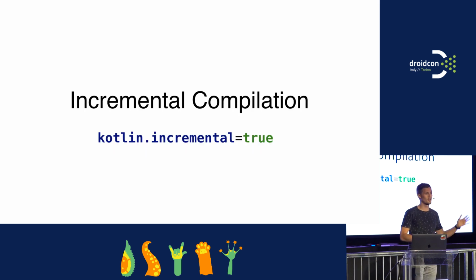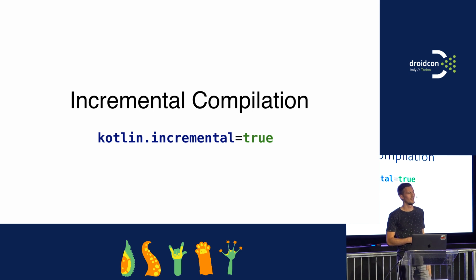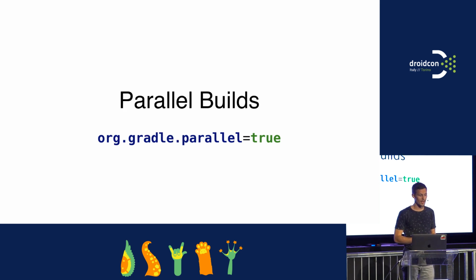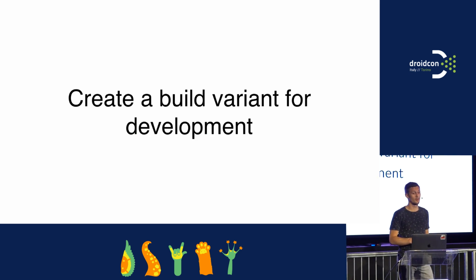If you're using Kotlin, who is using Kotlin? Oh, it's half of it. You can also enable incremental compilation. It really also makes the build faster. It doesn't need to recompile everything. It just recompiles the files that you changed. And what you can also do is parallel builds. You just enable it. And this is a really, really good improvement if you have multiple modules, but more about that later.